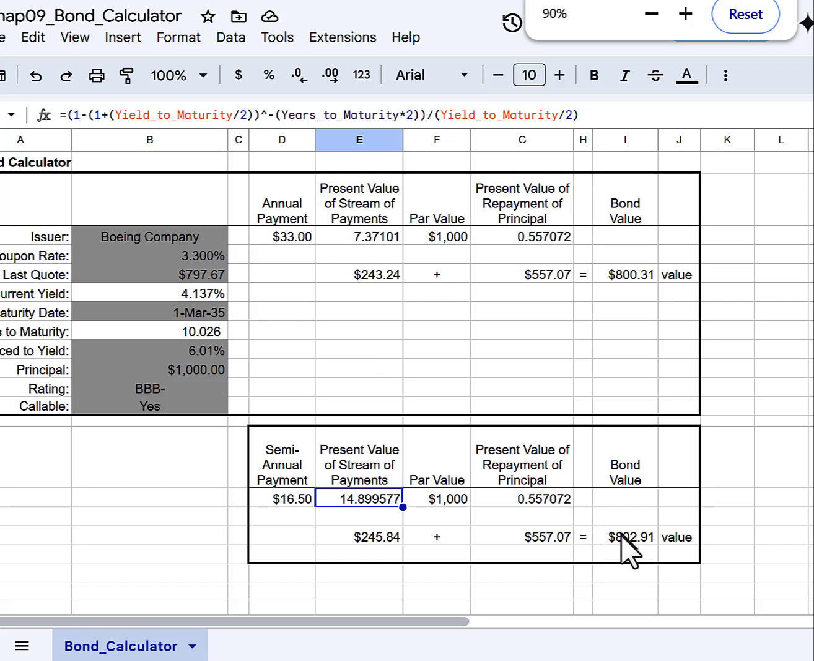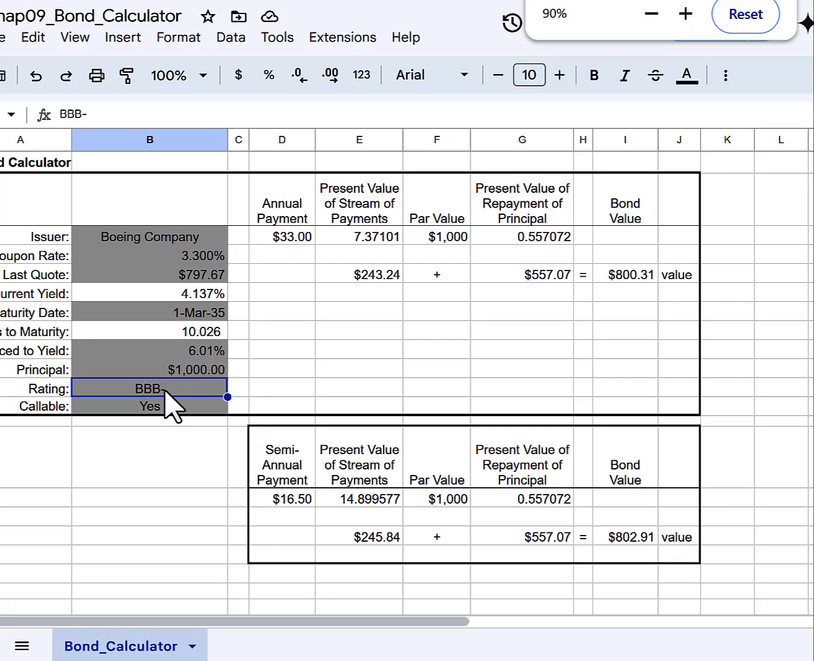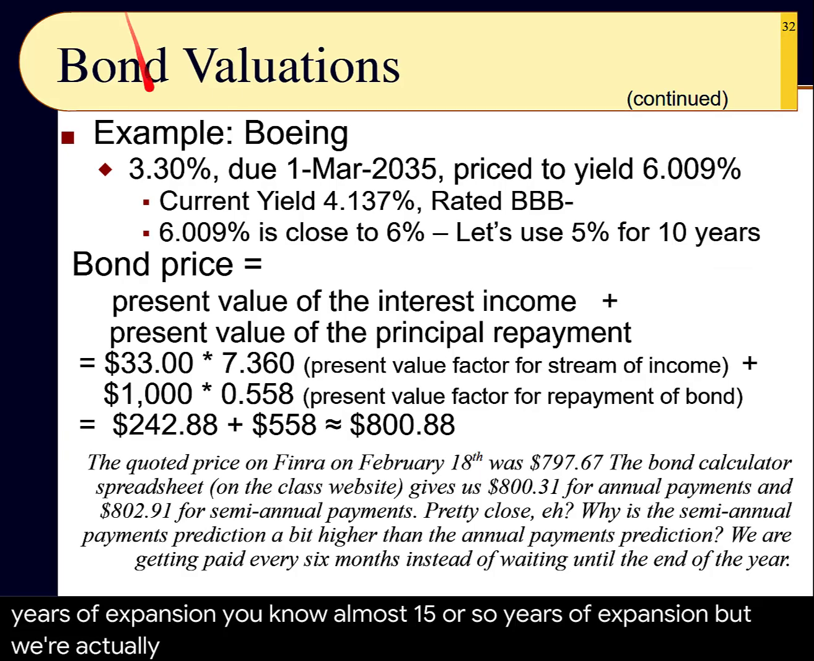In other words, people are saying, you know what, Boeing? We're a little bit frightened by you. We're not going to pay you what we think is normally the full value. We're going to hedge our bets a little bit and shave a little bit off the price of the stock. I mean the bond, sorry, not the stock. Make sense?